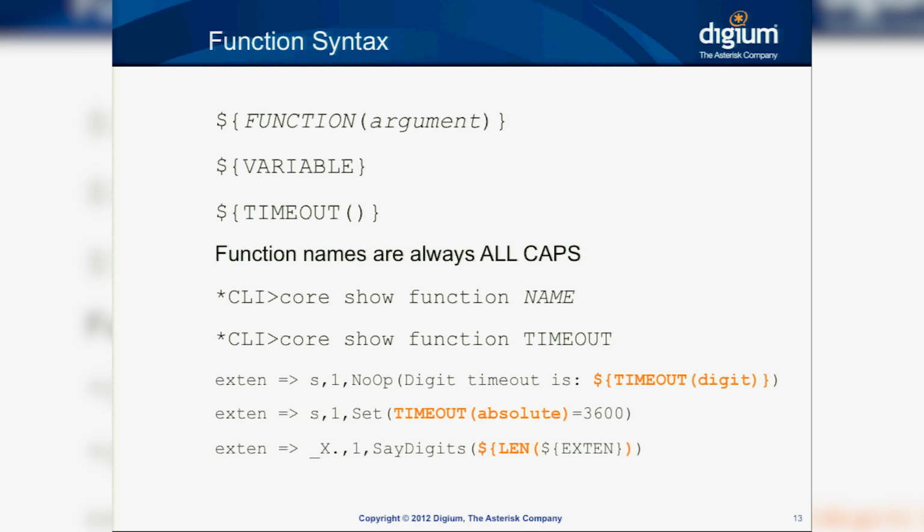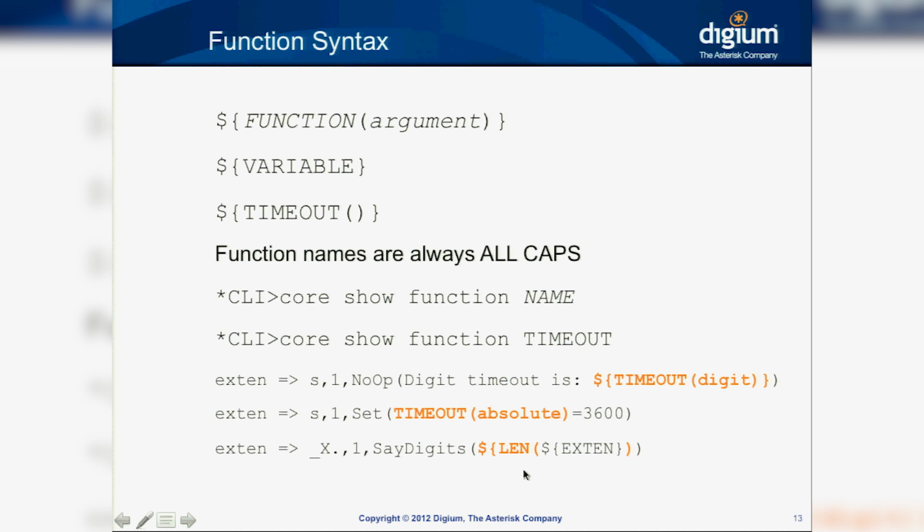So in this case, I want to no-op out the digit timeout is, and then this will give me the digit timeout because I've passed digit as the value to timeout. Or if I want to set the absolute timeout, here I'm setting the absolute timeout. So that's how I'm using the same function to get at 2 different data constructs effectively.